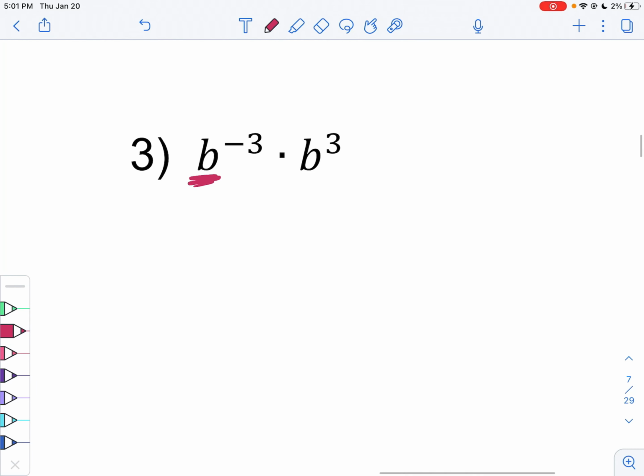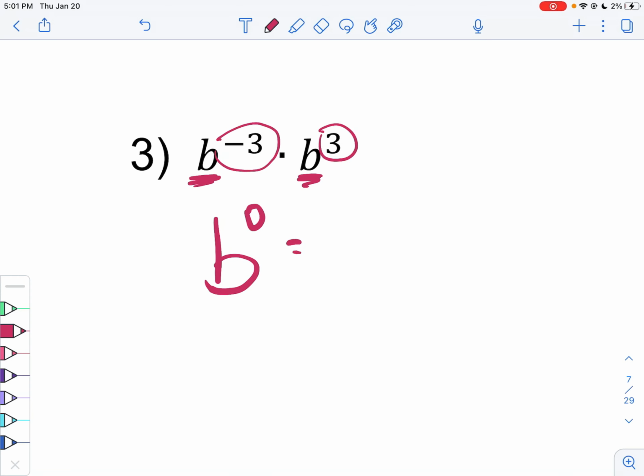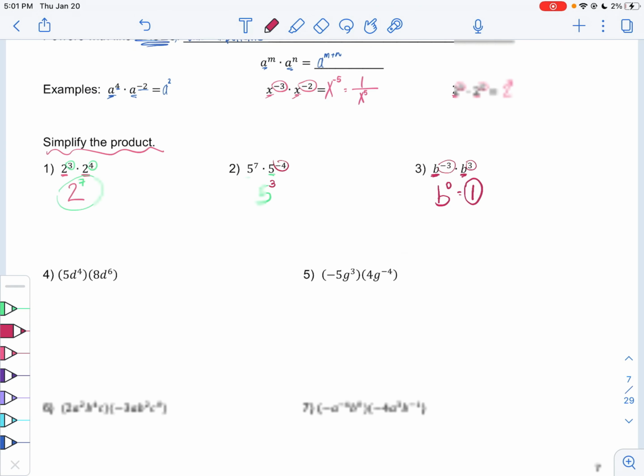Okay, like base, add the exponents. Negative 3 plus 3 gives you 0. We know from Wednesday that when we have anything to the 0 power, it's 1. So your answer on number 3 is just 1.